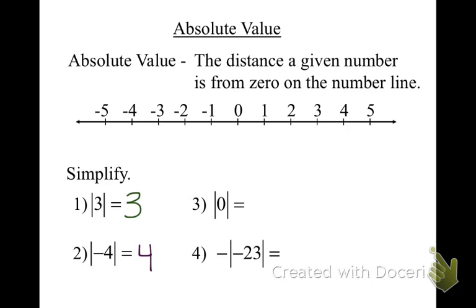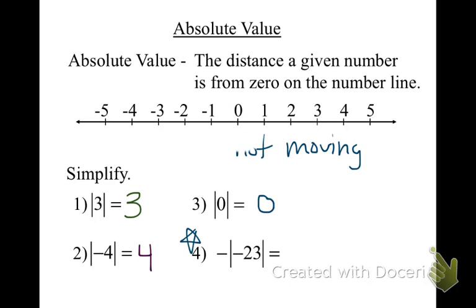So if we find 0 on the number line, well, how far are we getting from 0? Are we moving at all? So we're not moving. If we're not moving, is there any distance? No. So absolute value of 0 is 0. Oh, it's a bad 0. Let me make it a perfect 0. Now, let's go and take a look at example number 4.